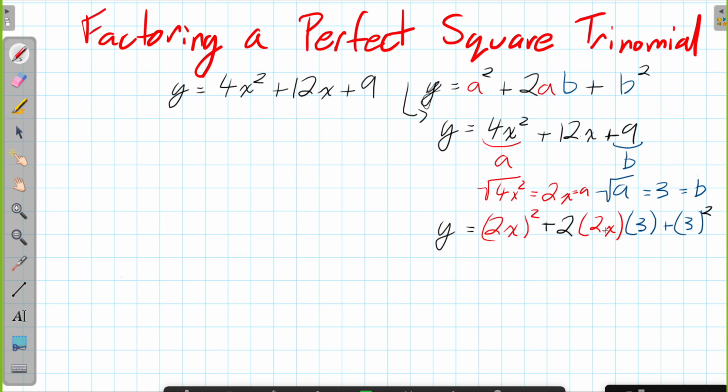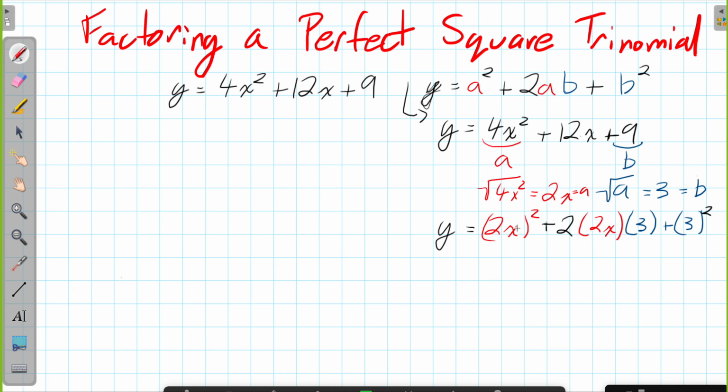Okay. So if this is true, which it happens to be, 2x to the power of 2 is 4x squared. 2x times 3 is 6x, times 2 is 12x, that checks out. And 3 squared is 9, that checks out. So this is a perfect square trinomial.